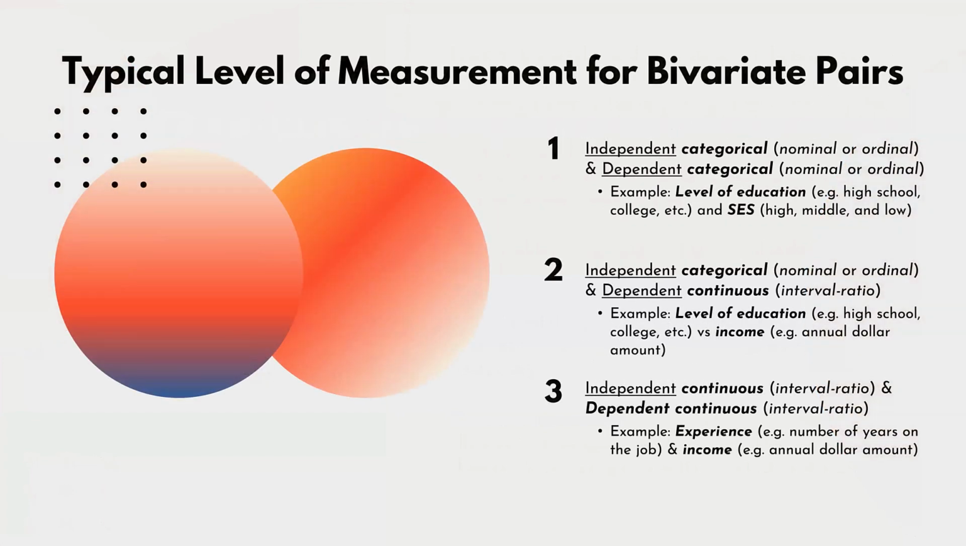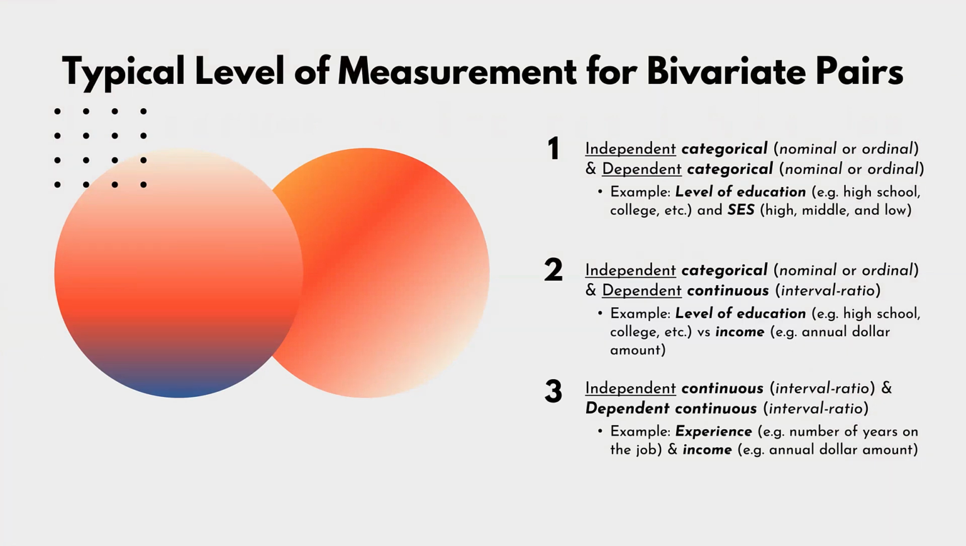So we have different kinds of bivariate pairs. I don't include one of them because there's a special kind of test for something else, and we could talk about that later. But we have three that I want to focus on. We have an independent variable that's categorical, so nominal or ordinal. And then we have a dependent variable that's nominal or ordinal.